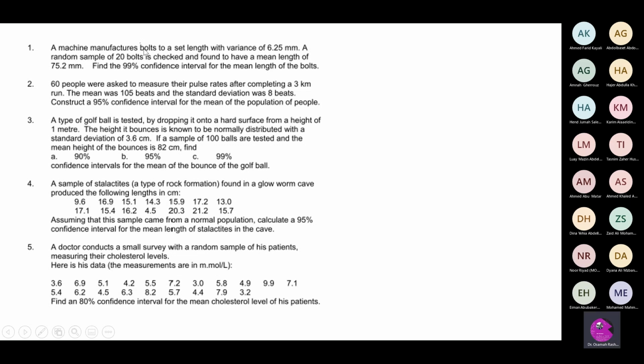A medicine manufacturer cuts pots to a set length with a variance of 6.25 millimeter. A random sample of size 20. So the variance of the population is given. The sample size is 20, right? So I'll go for Z. It is given for you the 99% confidence. So the level of significance alpha will be 100% minus 99%. So alpha will be 0.01.